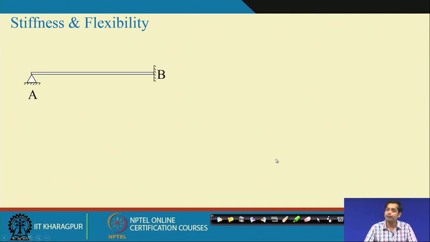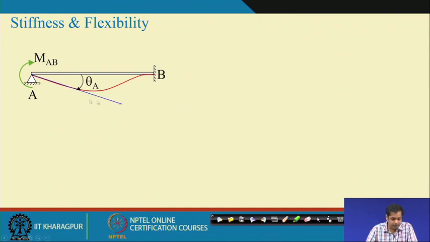Now, let us see some example. Take a propped cantilever beam, and suppose we apply a moment MAB, because the moment is applied at A in segment AB. Due to the action of this moment, this beam may undergo deformation like this. So, theta A is the rotation at end A, B being the fixed end, there is no displacement, no rotation at B. So, theta A is the displacement, but also we know that when we apply a moment MAB, there will be a resisting moment at B, suppose that is MBA.